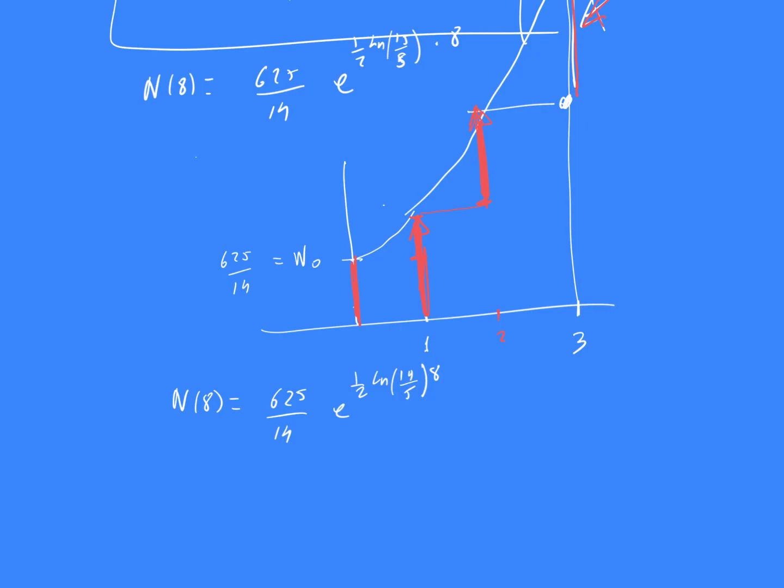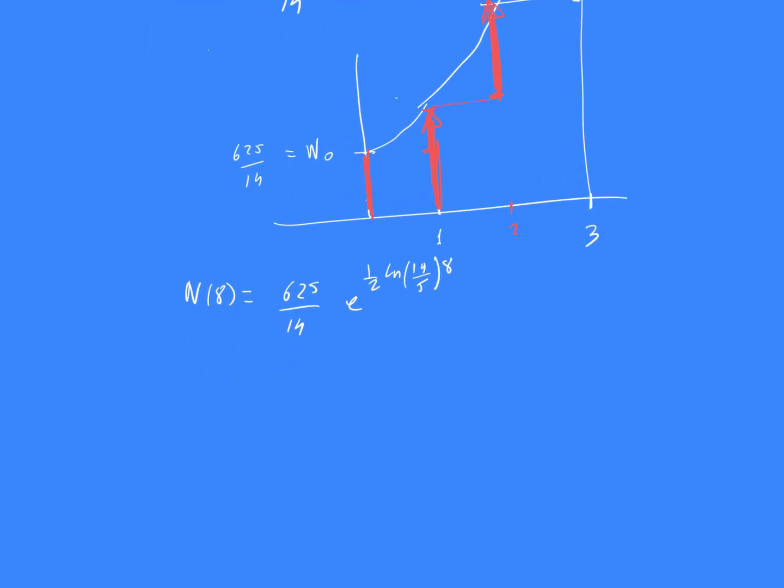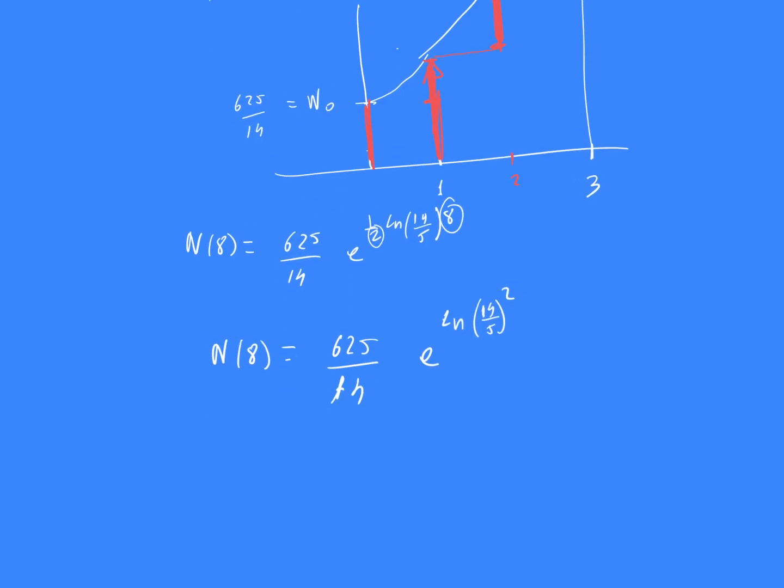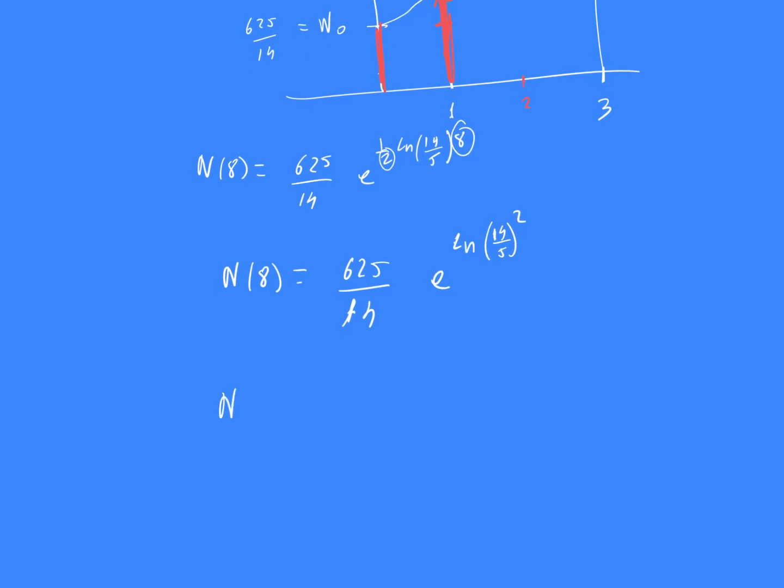So N of a can be written like this. You see that we are not using any calculator. N of a is 625 divided by 14 times e to the natural log of the number. A divided by 2 is 4, so it's 14 divided by 5 square. So e to the natural log of 14 divided by 5 is 14 divided by 5 square. So it will be 625 divided by 14 multiplied by 14 divided by 5 square.